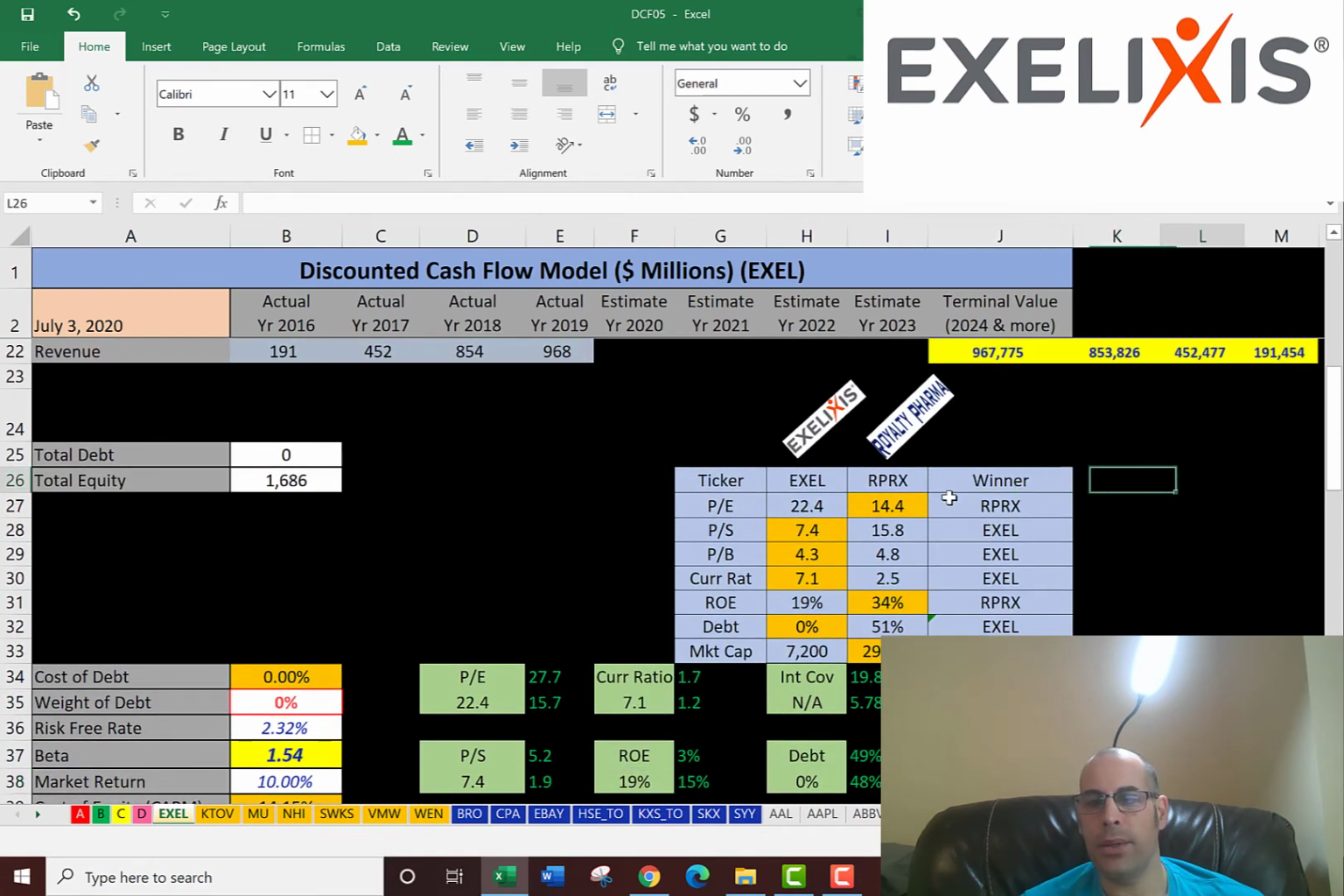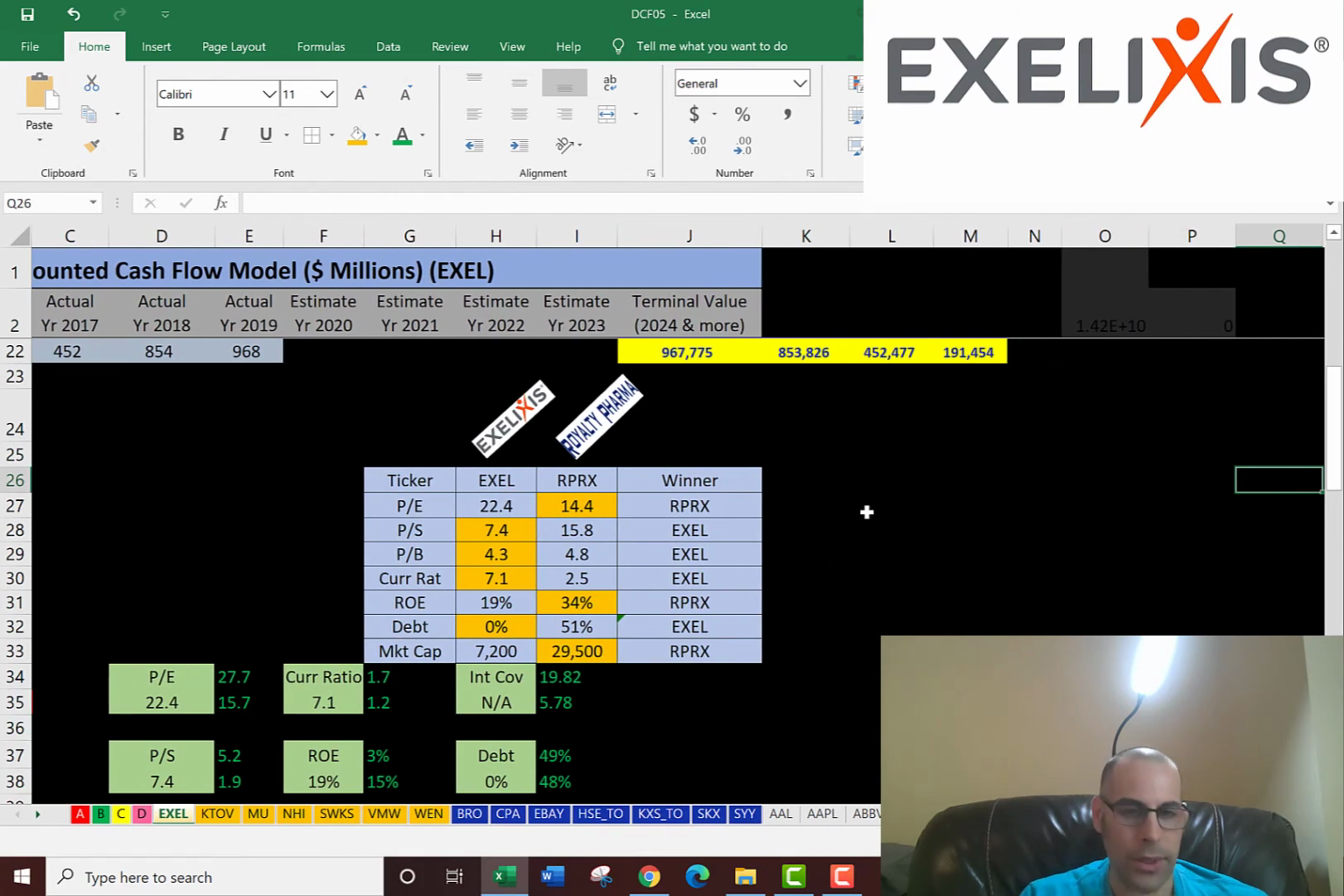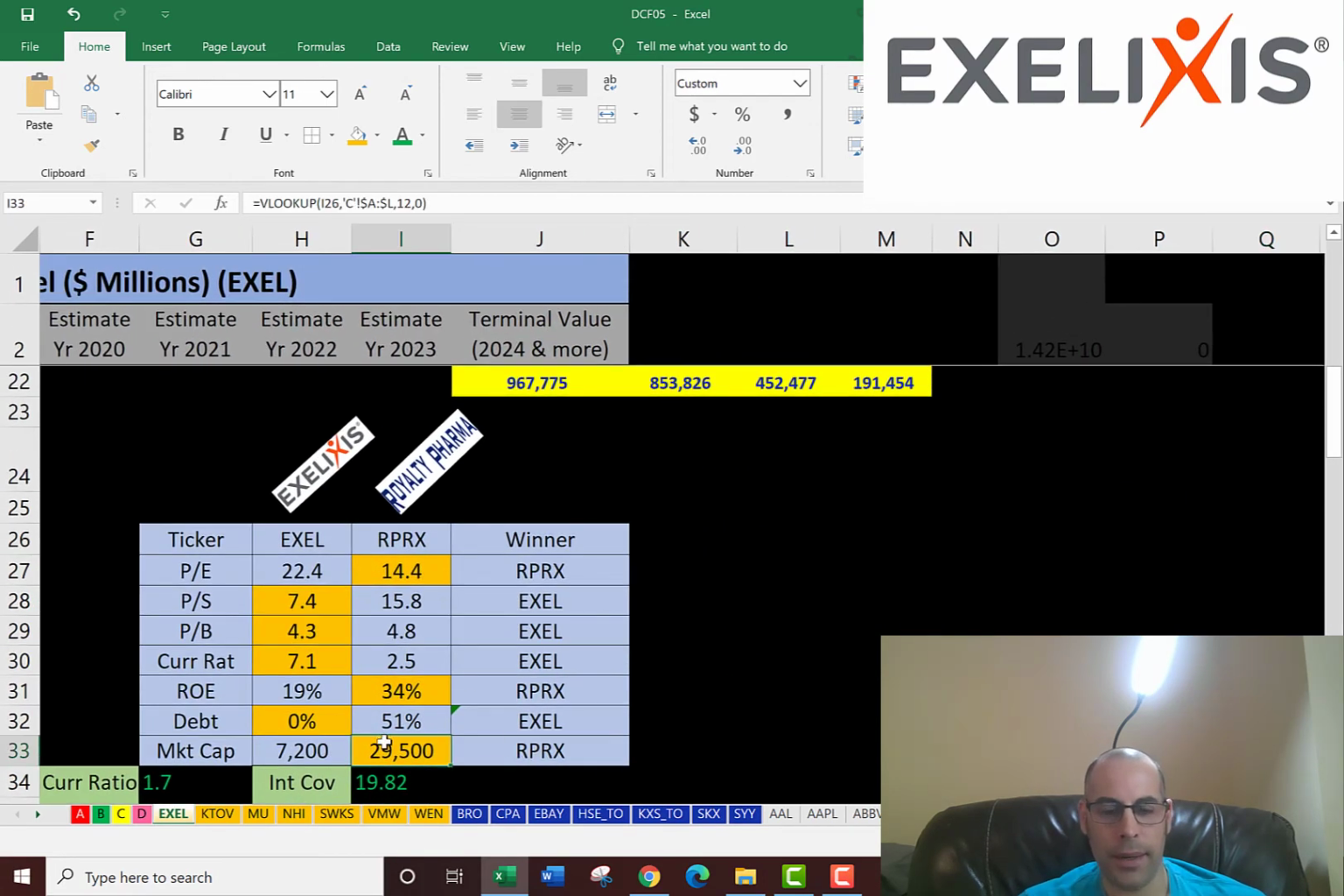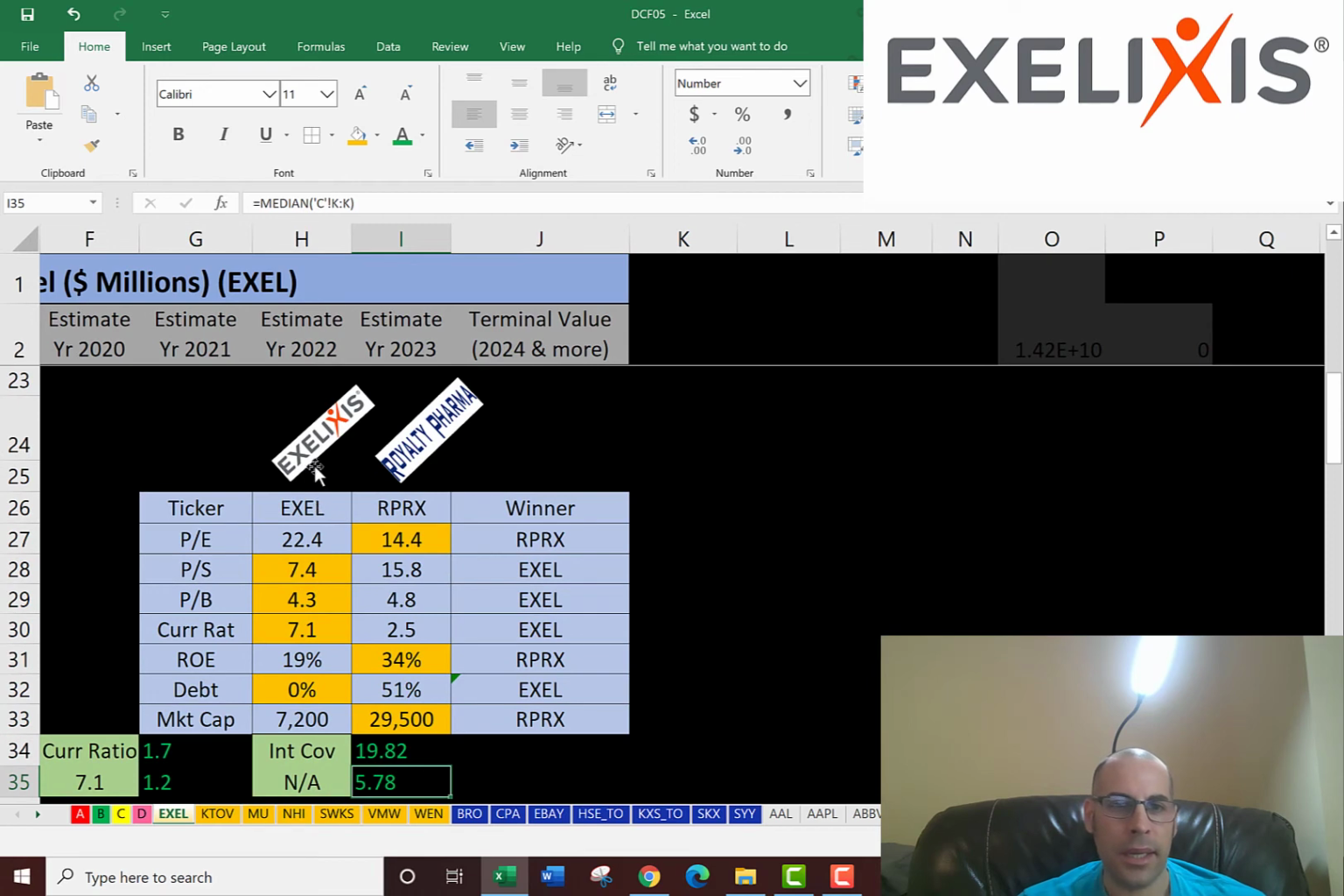And the best way to look at ratios is to compare them to competitors, similar companies. So Exelixis and Royalty Pharma are in the same industry. And if it's shaded orange, that means the ratio for that company is better than the other company. Royalty Pharma has a much better PE at 14.5, but price to sales, they're both pretty weak. Exelixis is best in price to sales, price to book. They do have a higher current ratio, but I think it's a little too high. I think Royalty Pharma is better.